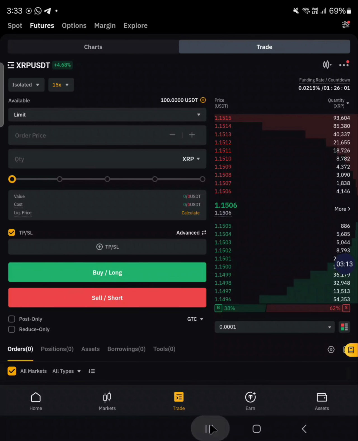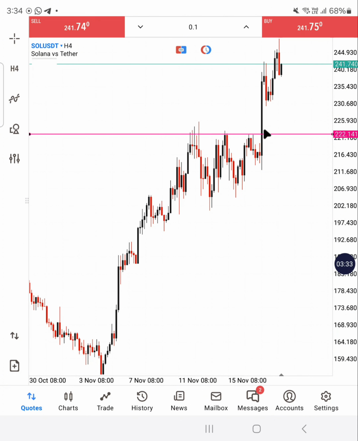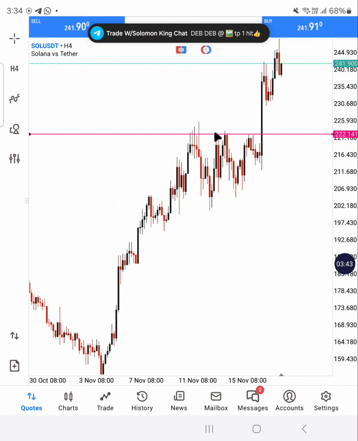This is my MT5, all right? And this is the current price of Solana. On the MT5, this is the current price of Solana. It is around $241. But if I want to take a trade at a particular price that the price has not gone to yet, let's say I want to take a trade at 222, that's around $222 when it drops down there. This is where I want to put my line.